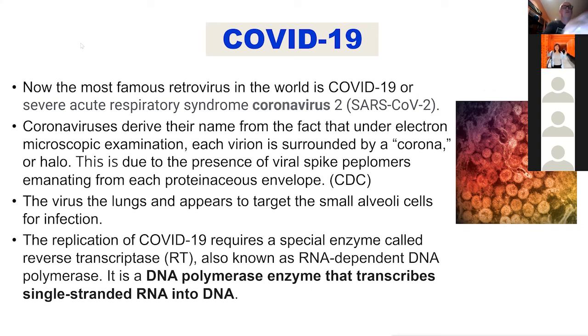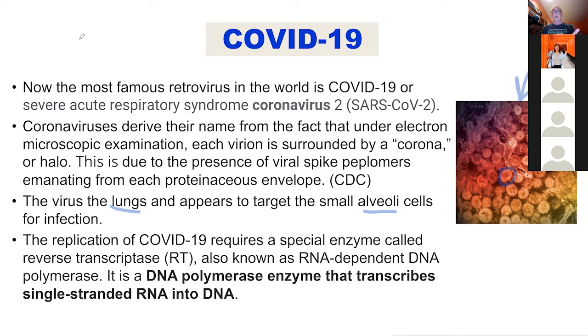Now, this is a coronavirus, and they get the name because when you look at them under an electron microscope, it looks like they have this sort of crown or halo around them. That is just the spikes on the surface of the virus coming out, which makes it look like a crown. Now, it targets the alveoli cells, or really, the small air sac cells in the lungs. That appears to be the target for COVID-19.